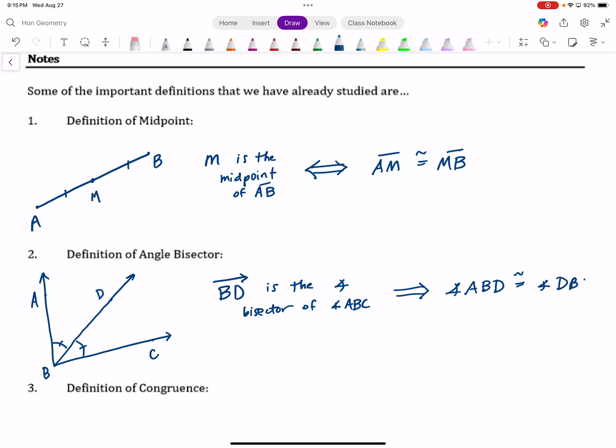But again, it's a definition, so it has to work both ways. If I had this diagram and I knew those two angles were congruent, then I would know that ray BD was the bisector of that angle.